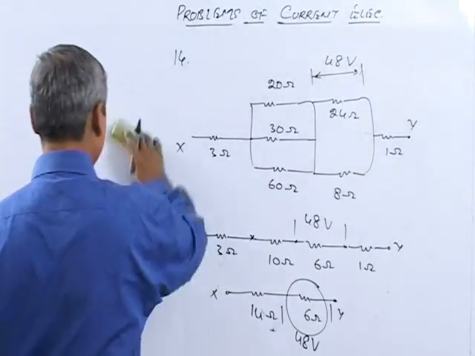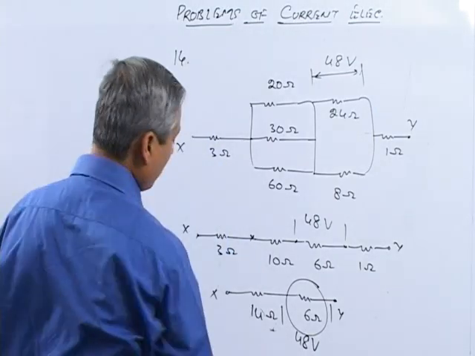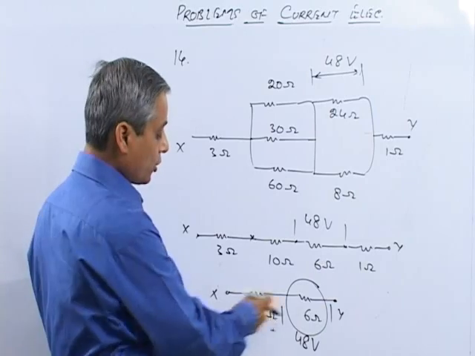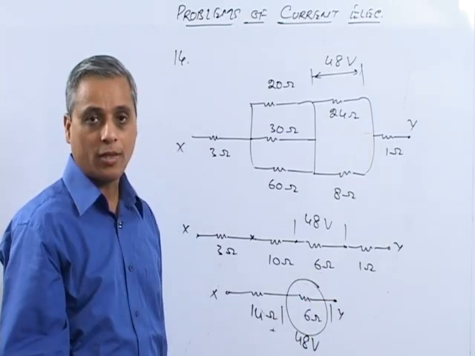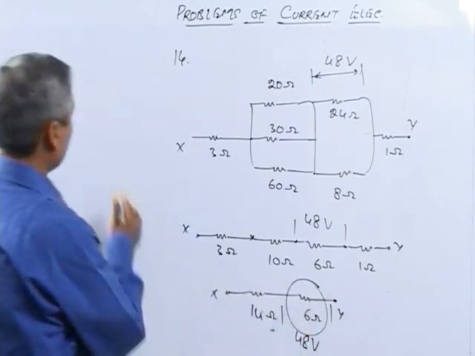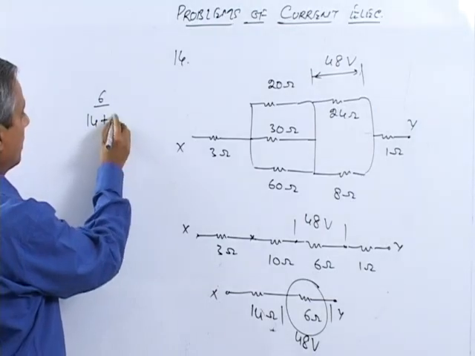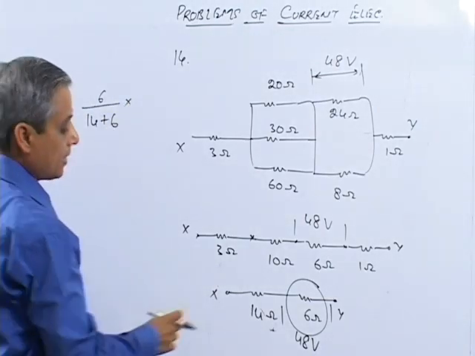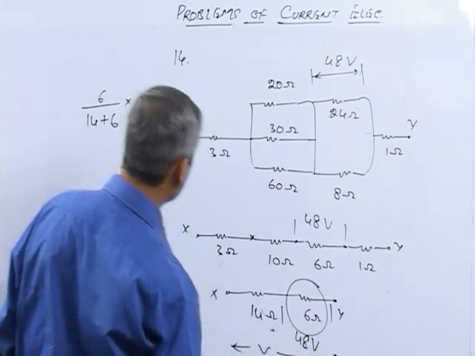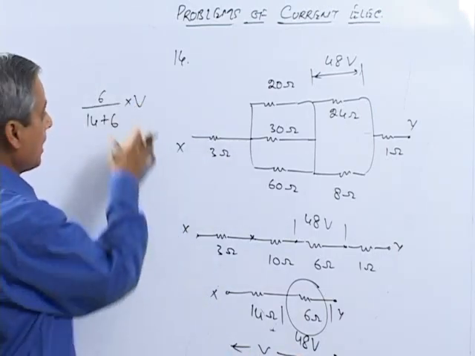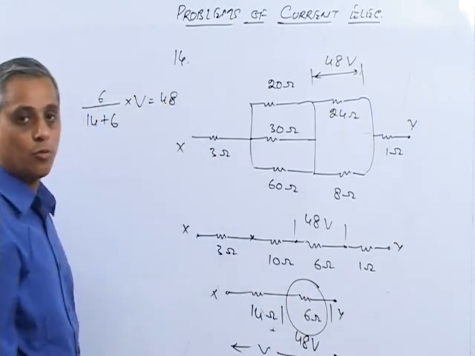In series combination, when you try to divide potential between two resistances, if you want to find the potential difference across the 6 ohm, then it is 6 ohm divided by the sum of both, 14 plus 6, multiplied by the total potential difference which we want to calculate, let's say that is V, and that comes out to be basically 48 volts across the 6 ohm resistance.